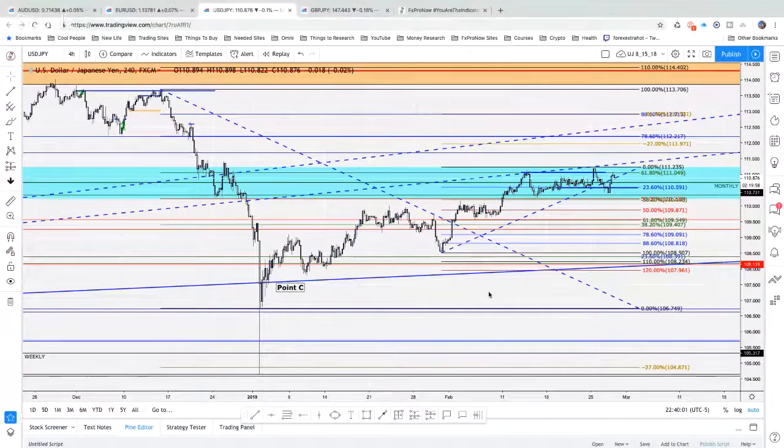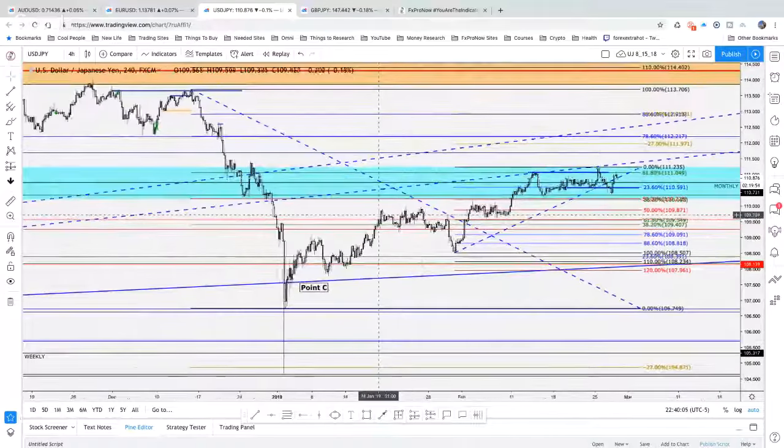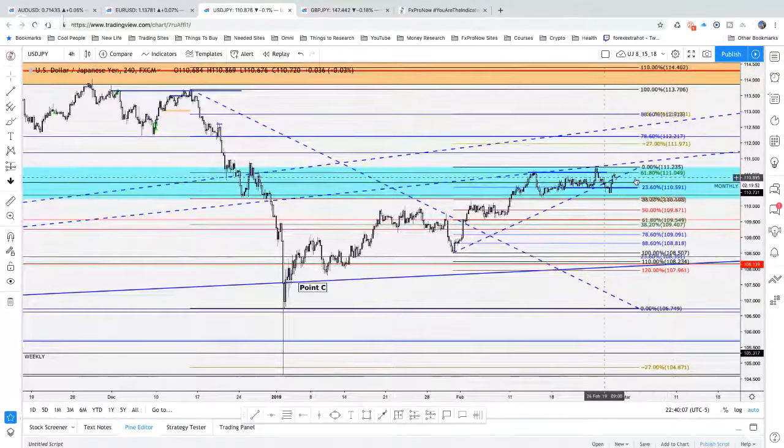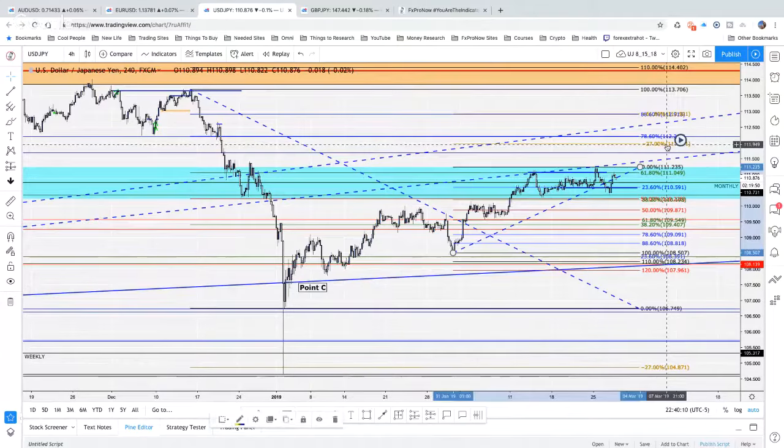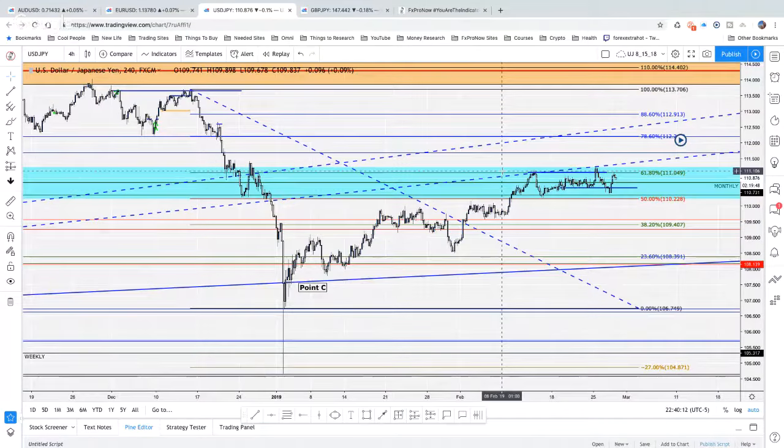All right, so what we're looking at right now is USDJPY. And when it comes to USDJPY, I see something interesting. What I see here is that we have price right now at 61.8, from point A, point B. Oh, I forgot about this.